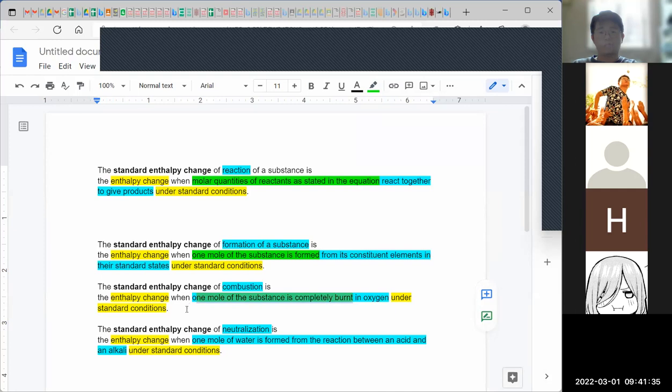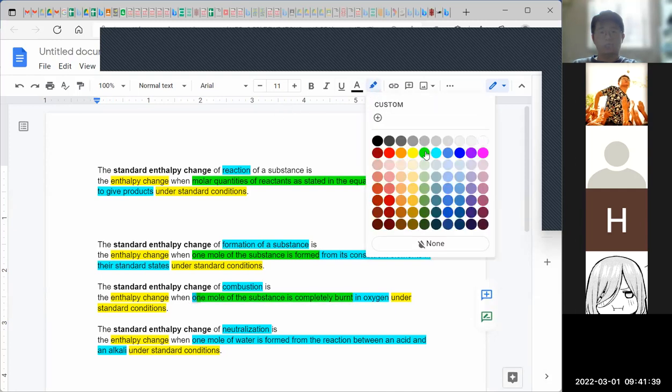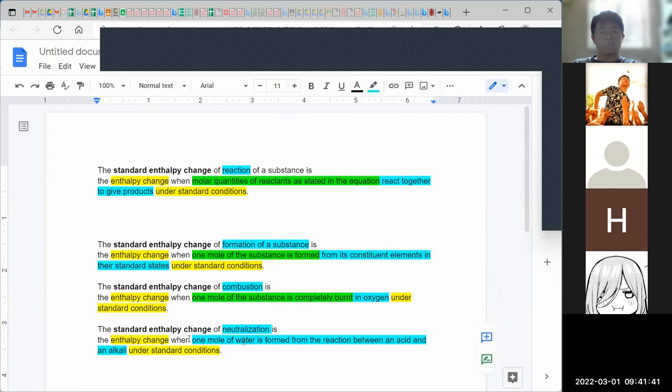Do you realize? If you want to talk about neutralization, we will target 1 mole of the product, water, being formed. So if you write down 1 mole, that is not necessarily the reactant. It can be the product. For example, for this definition, you talk about 1 mole of the substance being formed. Similar to neutralization, 1 mole of water is formed.